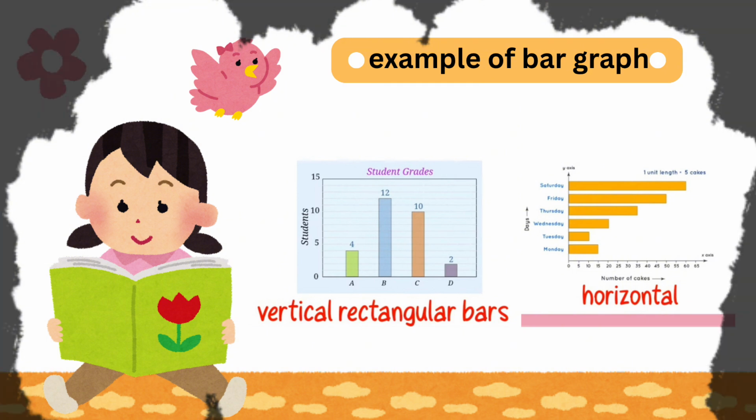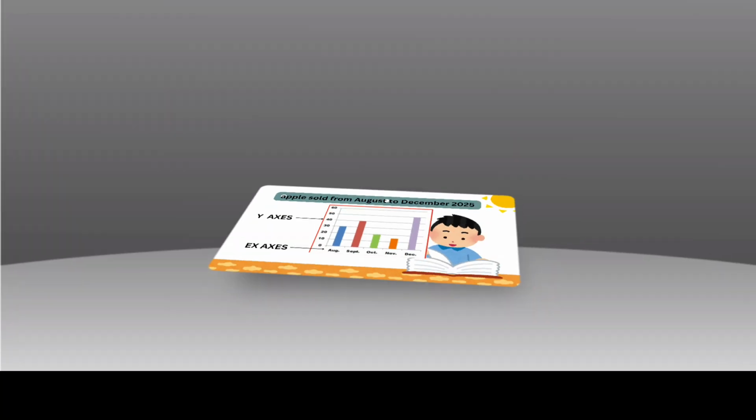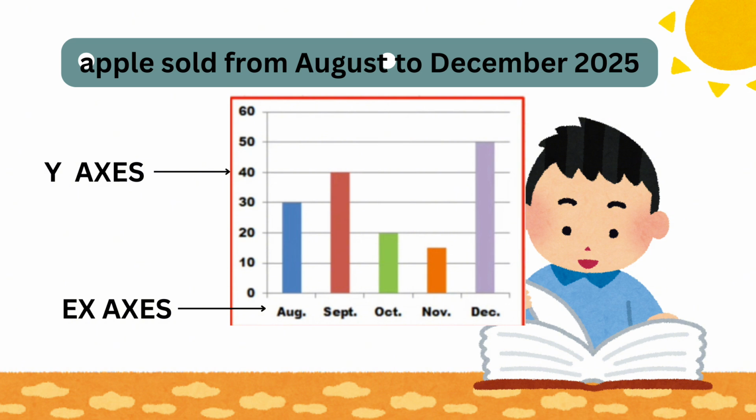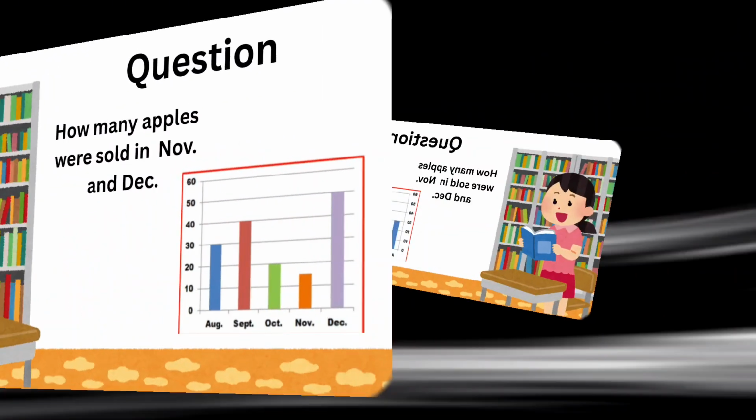So now we have here the examples of bar graph. They have vertical and horizontal rectangular bars. As we can see, here is the month on the x-axis, this one in the horizontal line, while the number of apples sold is on the y-axis, this is in the vertical line. So we have here an example.